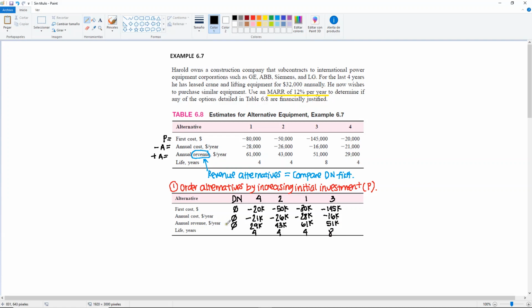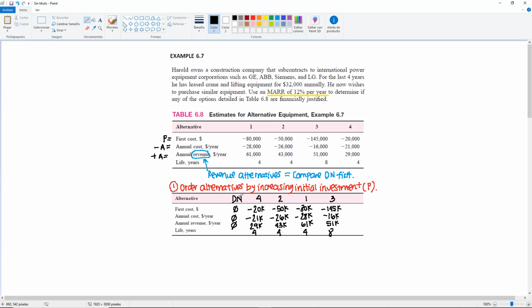I didn't put down the years for do nothing yet because I wanted to see which alternative it was going to compete with. This is a competition, but they're going to be competing in pairs. And remember that since chapter 6 is based on present worth, the lives must be equal. Over here you will have different lives, but you won't worry about that until you evaluate alternative number 3.